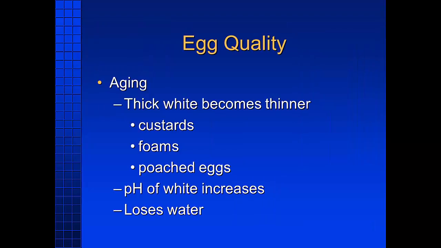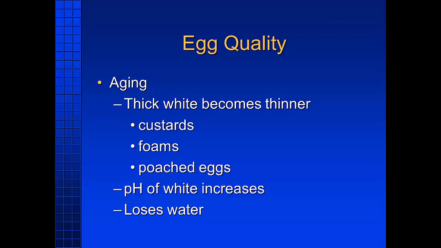We talked about the ability of eggs to protect themselves from microbial destruction, but in spite of that ability, they do change with age. During this time, the eggs undergo changes in quality. The notable change is that the thick white becomes thinner.